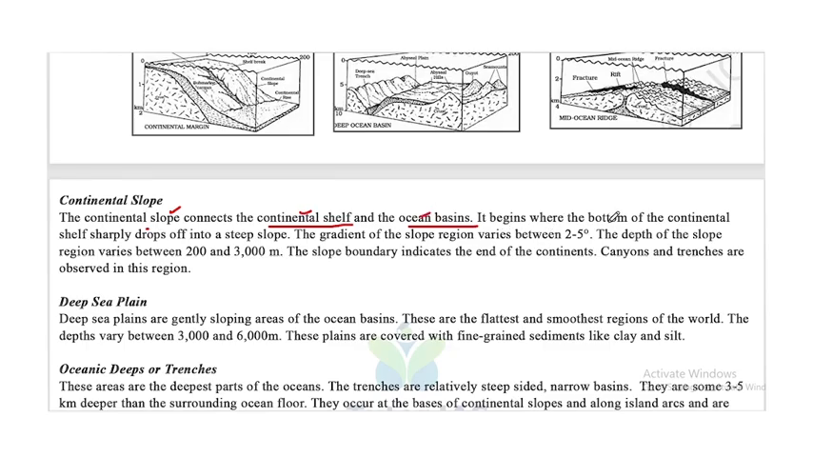It begins where the bottom of the continental shelf sharply drops off into a steep slope. The gradient of the slope region varies between 2 and 5 degrees. The depth of the slope region varies between 200 and 3000 meters. The slope boundary indicates the end of the continents. Canyons and trenches are observed in this region.